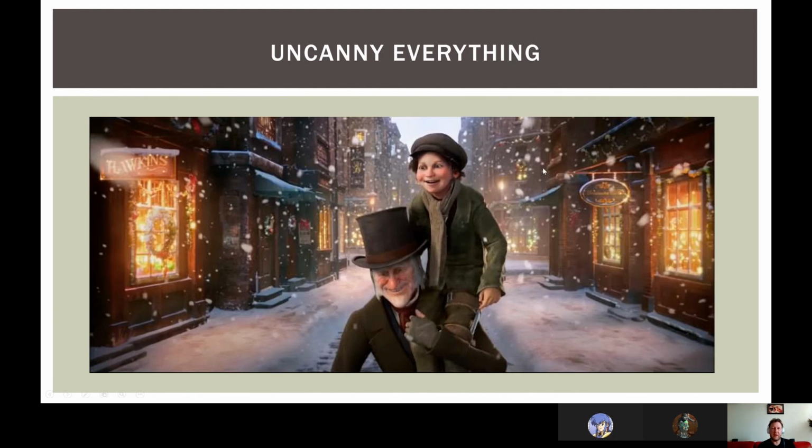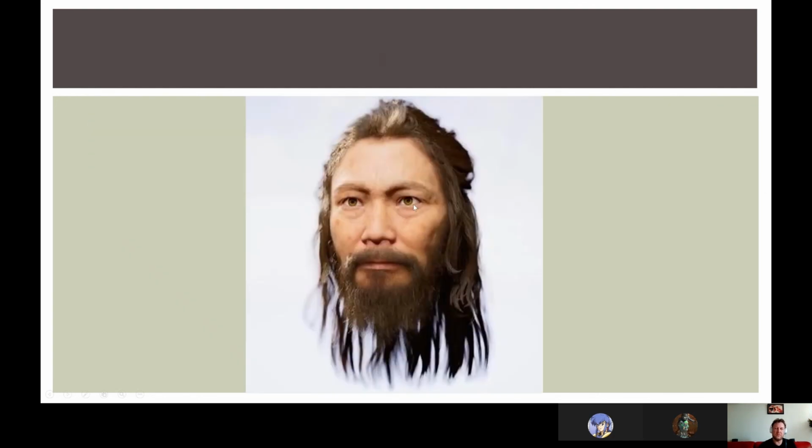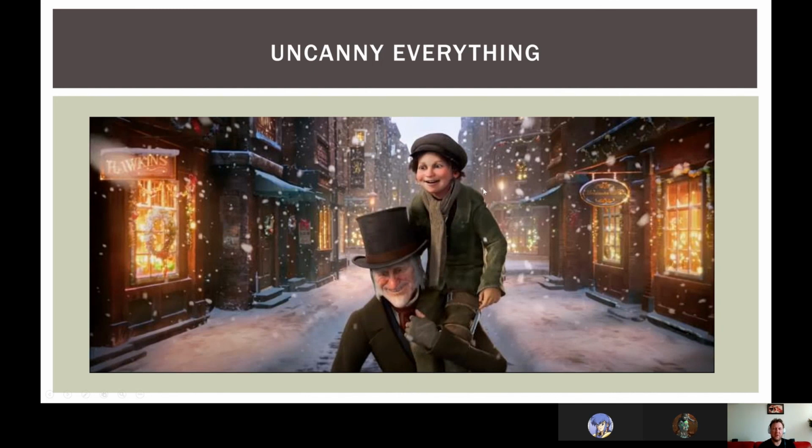So this is Uncanny Everything, the Christmas Carol movie with Jim Carrey. All the characters look creepy in a bad way, not because of the design, but because of the Uncanny Valley. And again, after some time, when you're pushing yourself to watch this movie, something clicks and you start to realize that this creepiness doesn't bother you anymore. So basically, this is when your data set is getting bigger and you have a different perception of the same images.